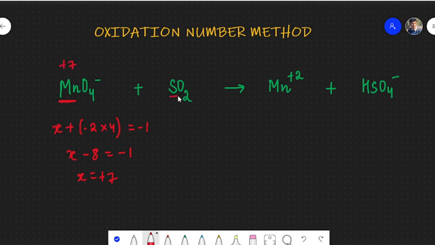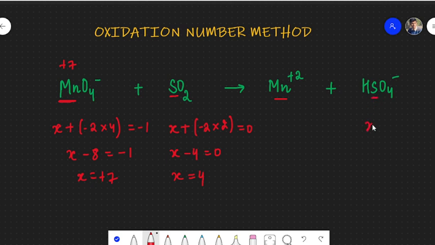Let's calculate for sulfur here. So sulfur is x, oxygen is -2, so -2 into 2, and the overall charge on the compound is 0. So x - 4 = 0, so x is equal to 4. Now in this particular case, Mn2+ is already given. In this particular case, we have to calculate the oxidation state of sulfur here.